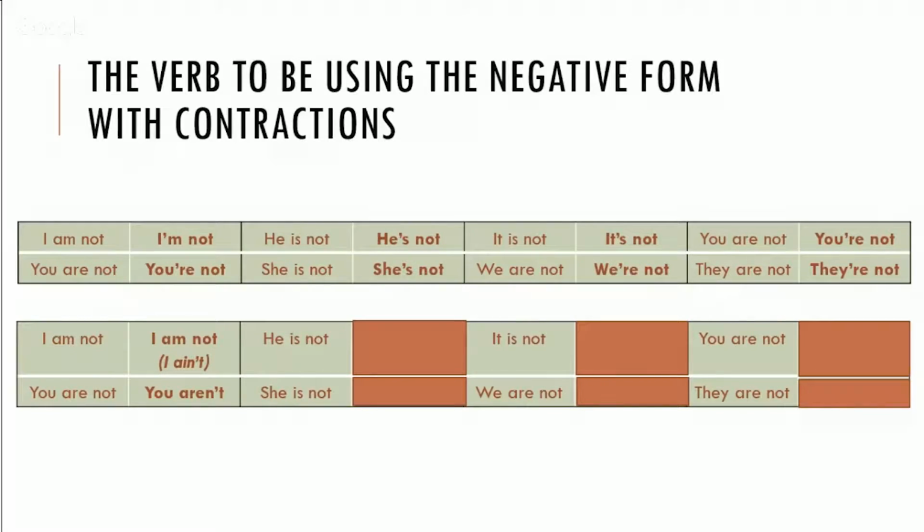Then we have he is not, and you can do a contraction again with the verb to be and with not, and it would be he isn't. That's the contraction there. He isn't.